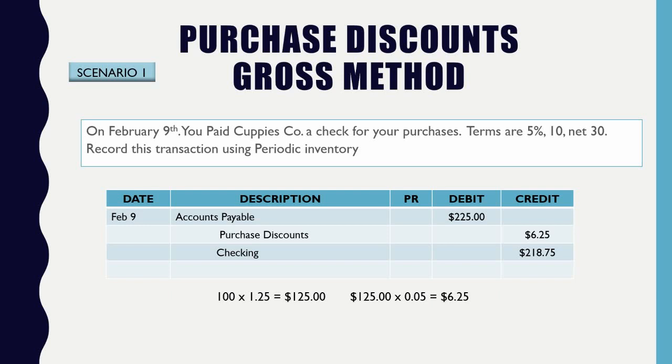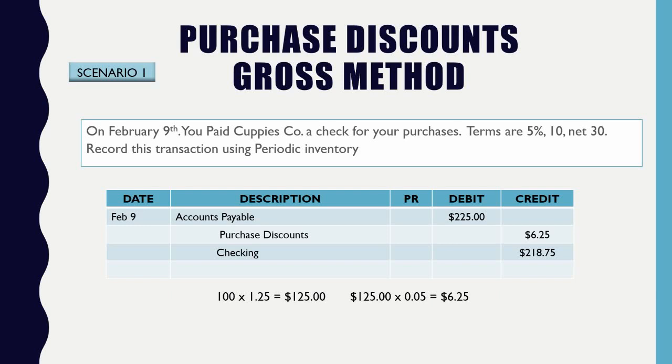Right? So here we have it. Once again, the first thing you're going to recognize is your total amount owed. You owe Cuppies Co. a grand total of $225. However, because we're paying within the discount period, I don't need to pay them the full $225. I only pay them whatever my discount percentage allows after that.